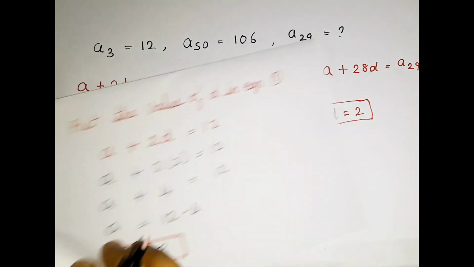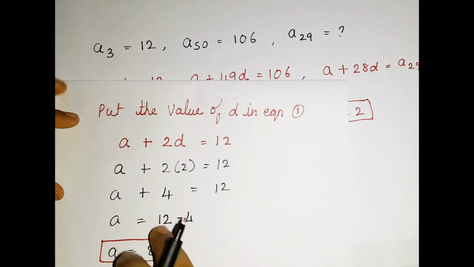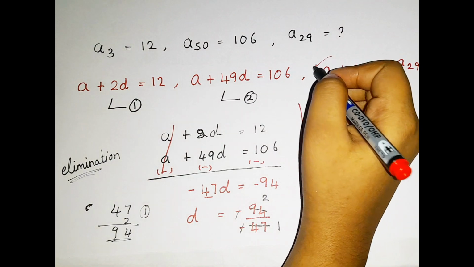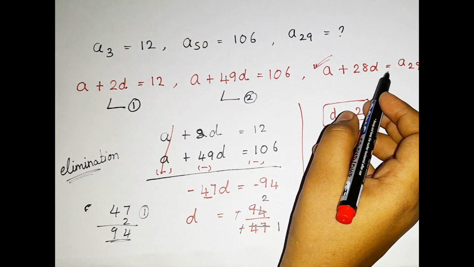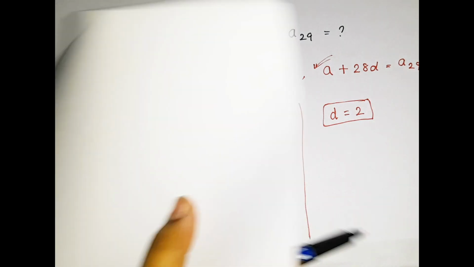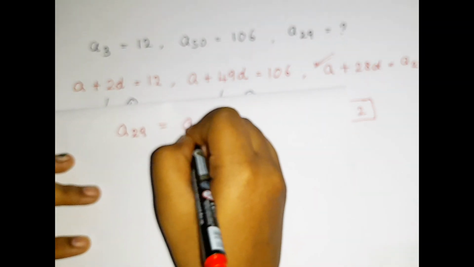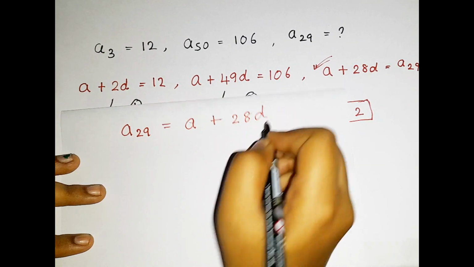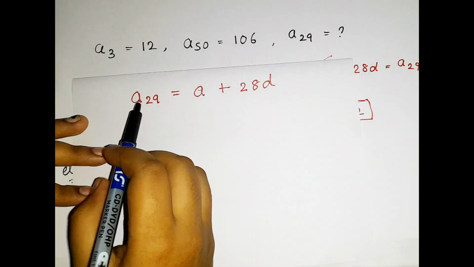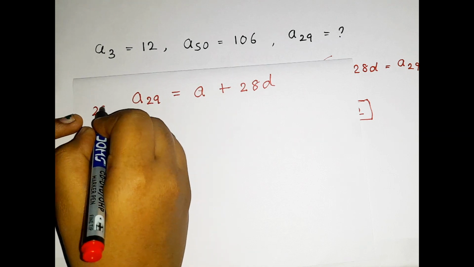Now we know the d value as well as the a value, so we can substitute both values in this equation. I'm going to substitute in a plus 28d is equal to a29. So a29 means the 29th term. I'm going to write this as it is: a29 is equal to a plus 28d. This is what we are supposed to find, the 29th term. Remember guys, whenever you have a with 29 down like this, it means we are supposed to find the 29th term.